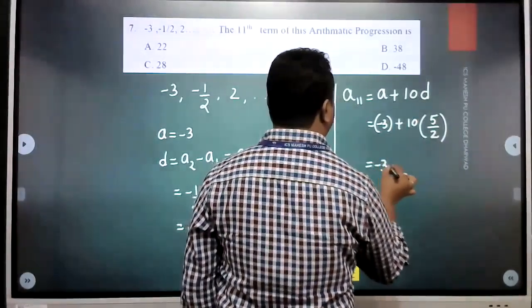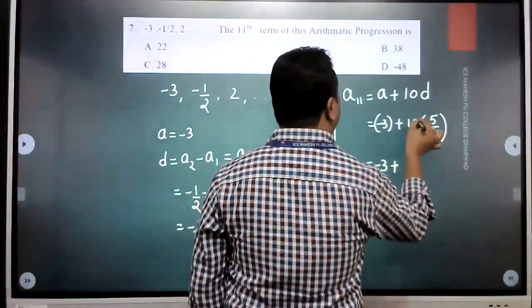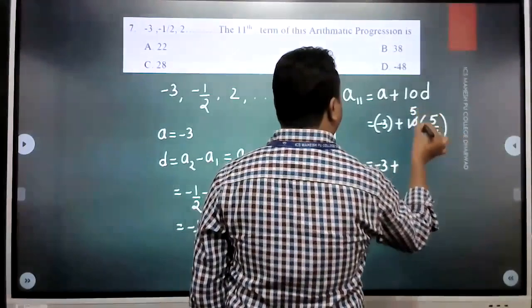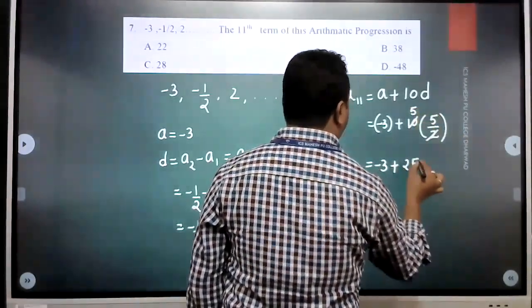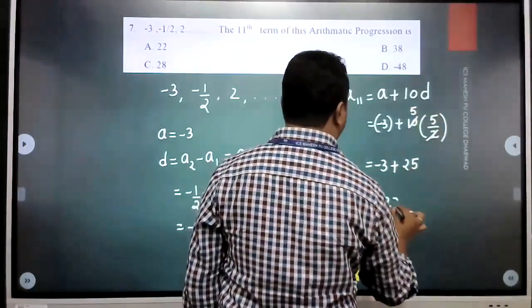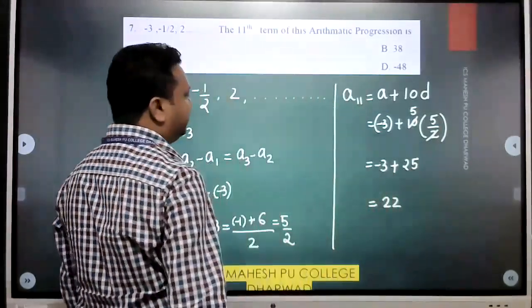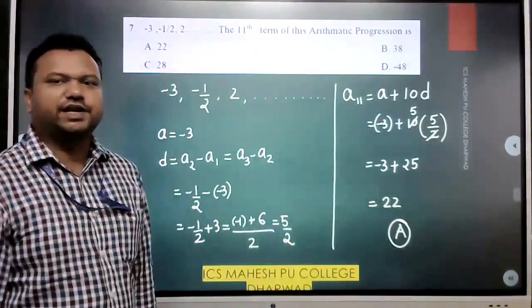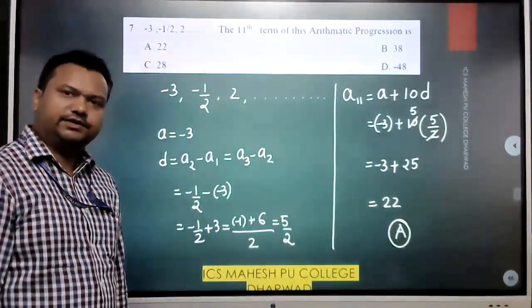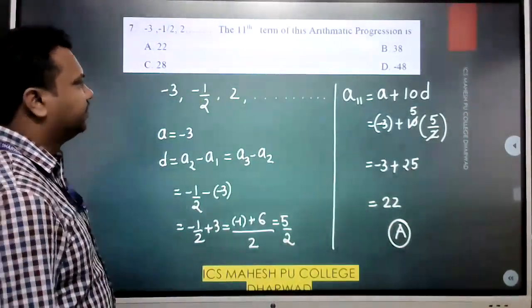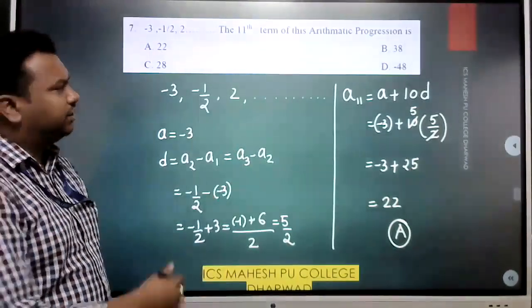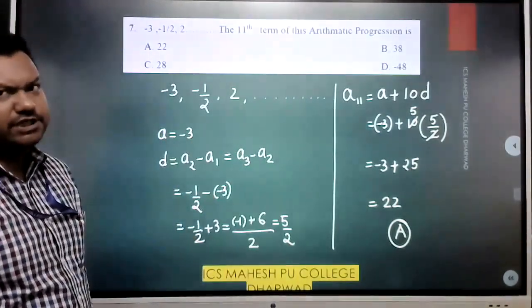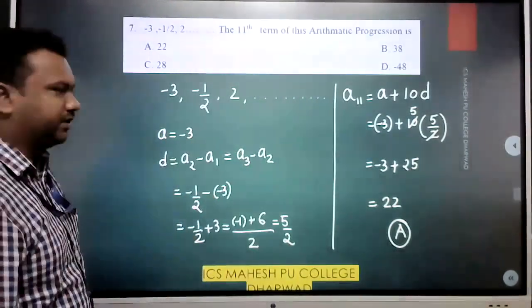Minus 3 as it is, plus 2 1s are 2, 5s are 5 into 5 is 25. 25 minus 3 is 22. So you can observe 22 means option A is correct in this question. Option A is correct. Right? Fine. So here I have not written the An formula. What is the An formula over there? A plus n minus 1 into d. Right?